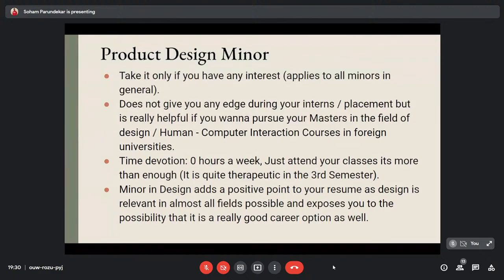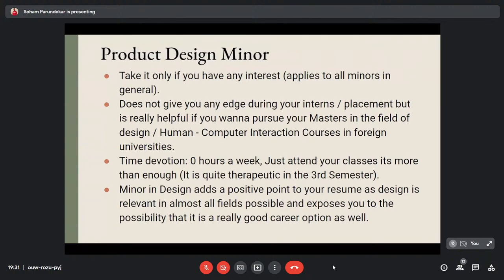In our third semester, we had Shakuntala ma'am teaching us, and we had very few classes, and she was very, very interactive, and everyone joined the classes as it was kind of therapeutic for them, and they got a break from their major courses. So the third sem is very easy. And in the fourth semester, we had ergonomics, which is very theory heavy in the start.